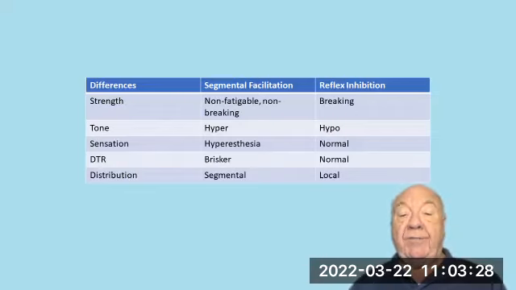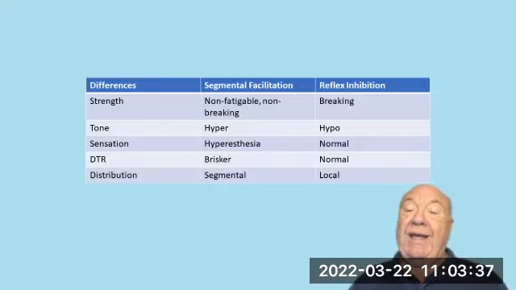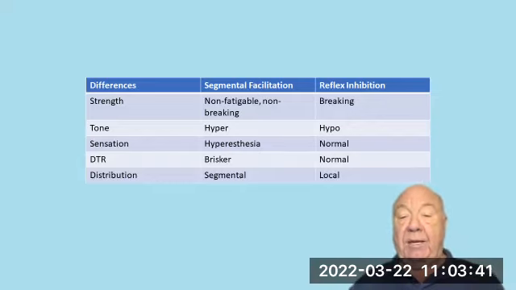We could deal with many more differences and similarities. So both, as we said, have weakness, but in the segmental facilitation's case, this is non-fatigable. That is, unless you really make it work and work and work, then any muscle will become fatigued. But within half a dozen or even 10 contractions, this will not fatigue any more than a normal muscle will. It's just weaker than it should be.